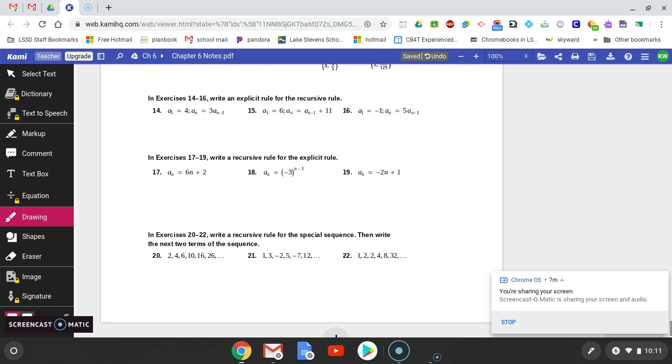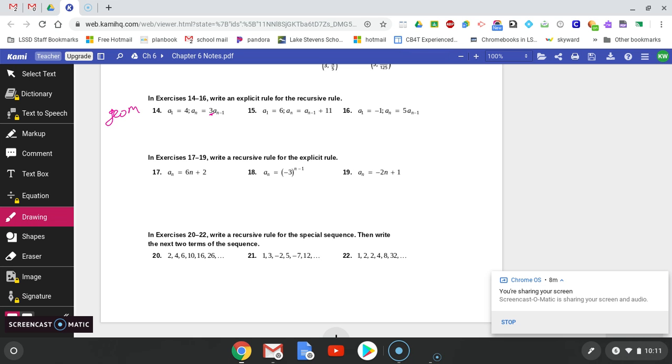All right, so let's move on to number 14. It says to write an explicit rule for the recursive rule. So they have given us the recursive rule. We need to write the explicit rule. Remember, the explicit rule is the rules that we've previously learned, the ones we already know. So I'm going to take a look at this one. It's multiplying by 3 right here. So I know that it is going to be a geometric sequence.